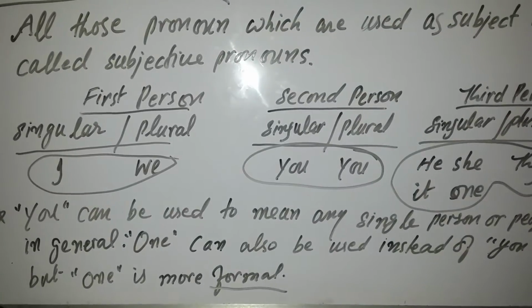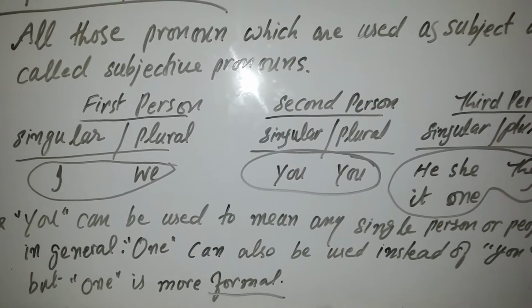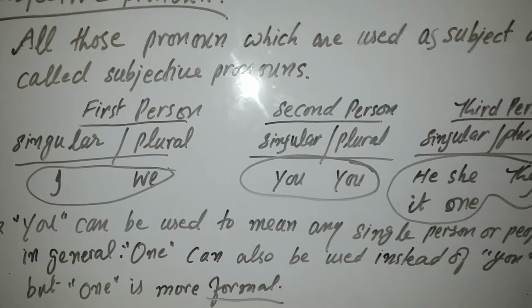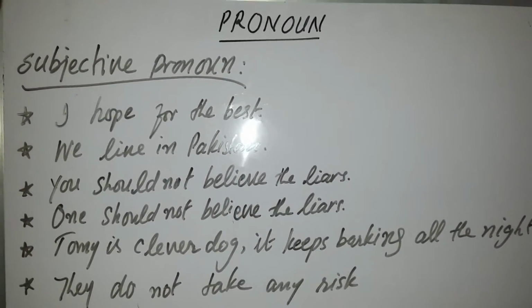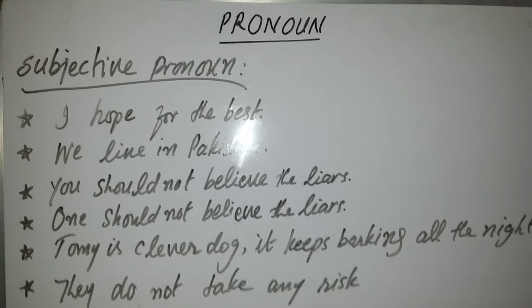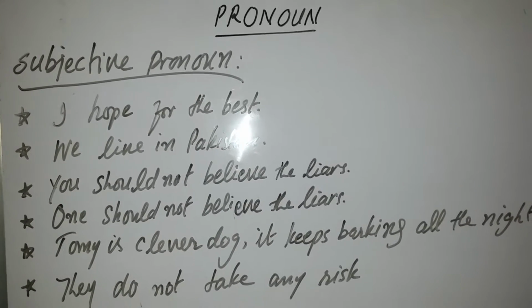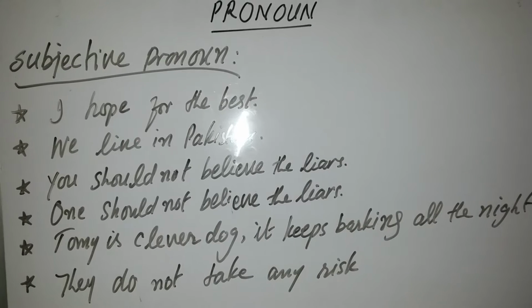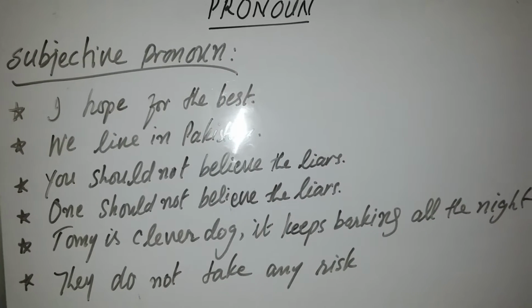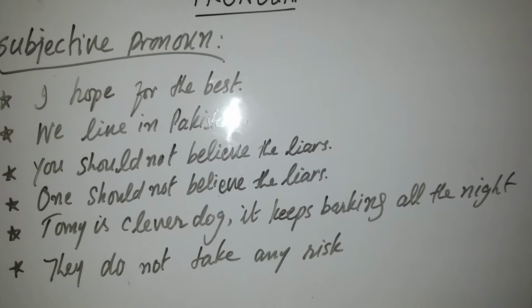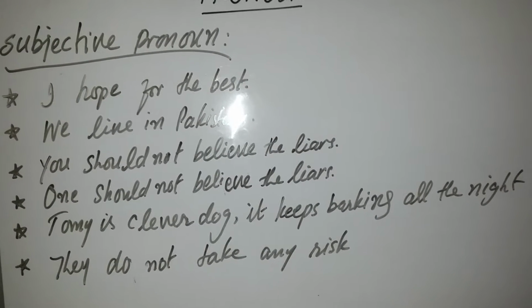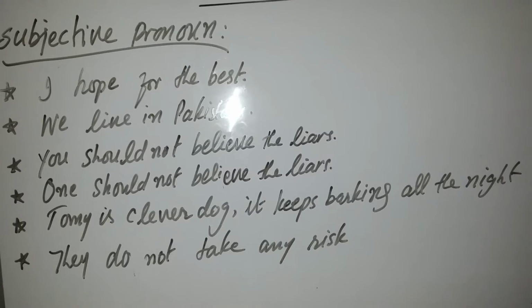Now I am going to give some examples of subjective pronouns that will make it clear. Now these are some examples of subjective pronouns. Number 1, I hope for the best. We live in Pakistan. We should not believe the liars. One should not believe the liars. Tommy is a clever dog. It keeps barking all the night. They do not take any risk.